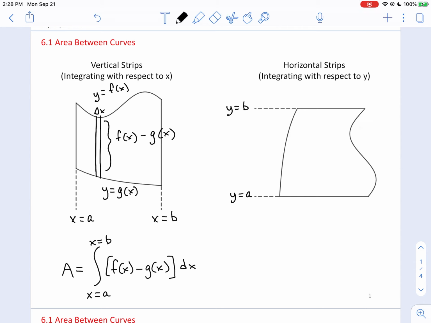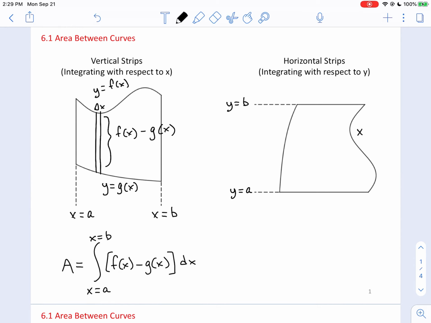But it is a function of y. X is a function of y, meaning if you do a horizontal line test, you'll never cross this curve more than once at a time. X is equal to some function of y. And then the curve on the left will be x is some function of y, some g function of y. And we do horizontal strips in this case here.